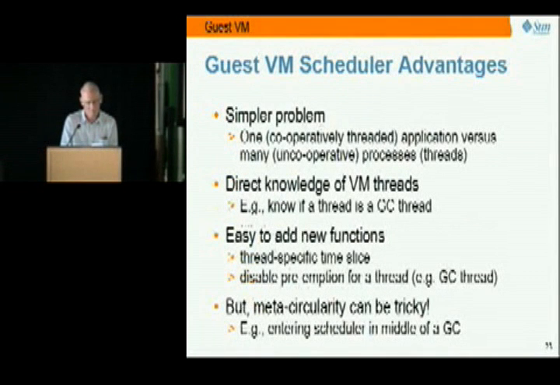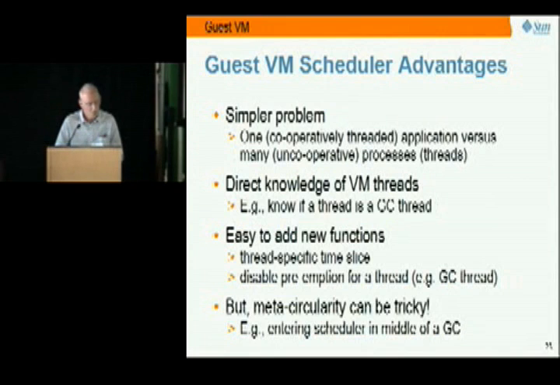So the advantages we get from this, well, first thing is it's a simpler problem. We're essentially scheduling one cooperatively threaded application, whereas the OS scheduler has to deal with the fact that it's got many uncooperative processes. And so the algorithm, although it might be specialized, doesn't necessarily need to be as sophisticated as, say, the Linux scheduler, because it's got, in some sense, a simpler problem.